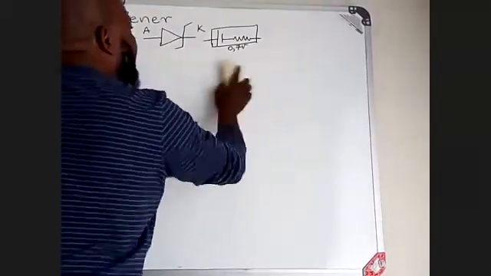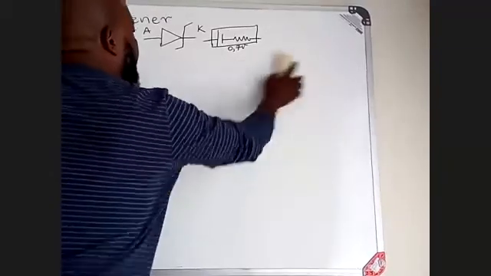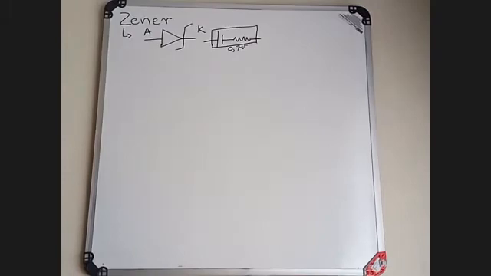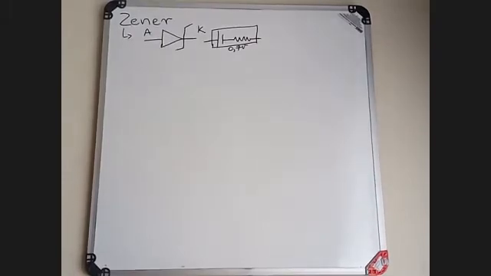Now, when you look at the application of this component, you look at it as a regulator. As a regulator simply means that you will have to have a stable output voltage. With that stable output voltage, it depends on which type of Zener diode you are using.